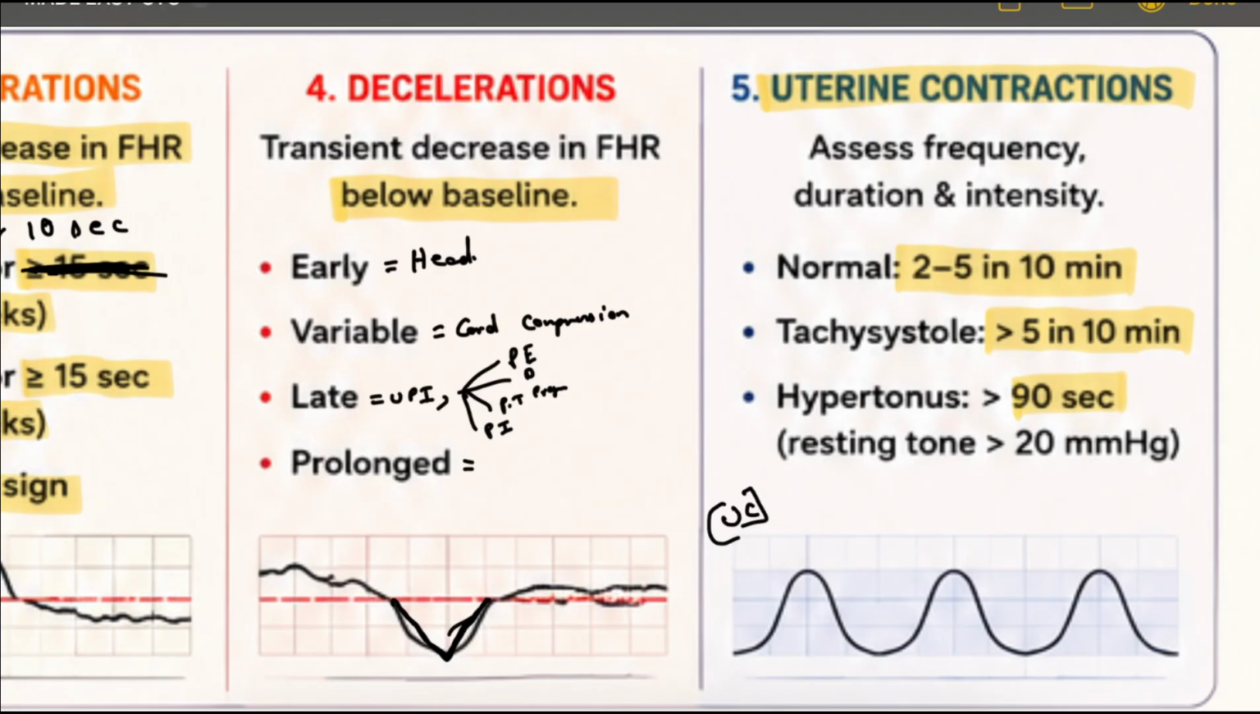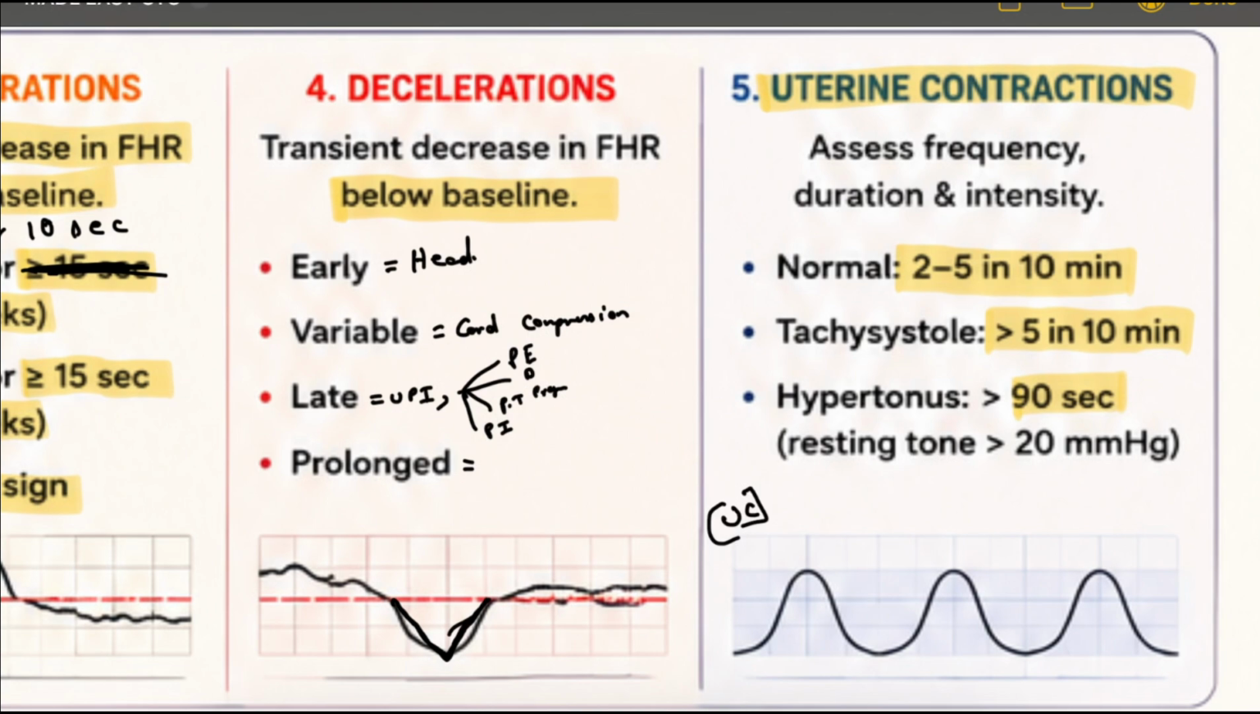Now we are going to go through the CTG classification. Based on that, we are going to treat the patient. So the CTG classification, also known as categories. Based on those categories, we treat patients in GPHC.